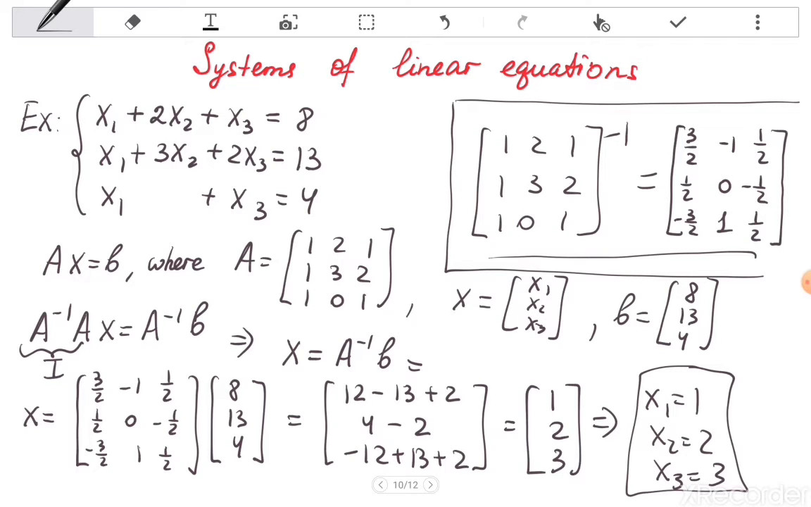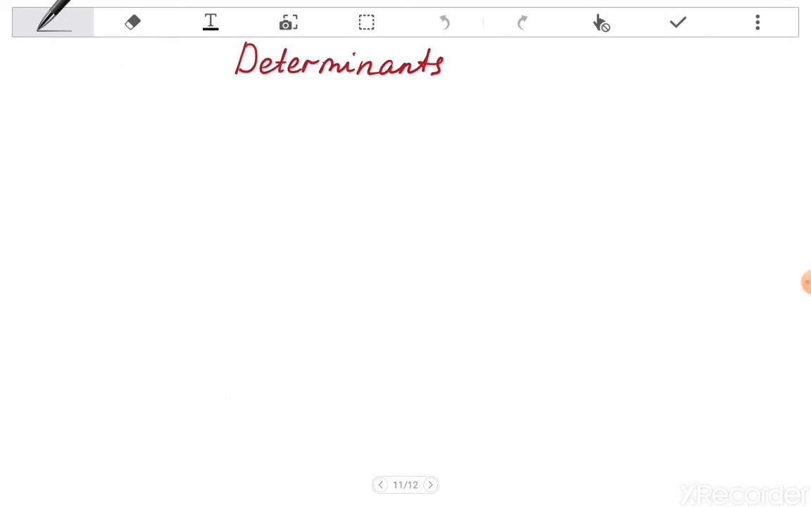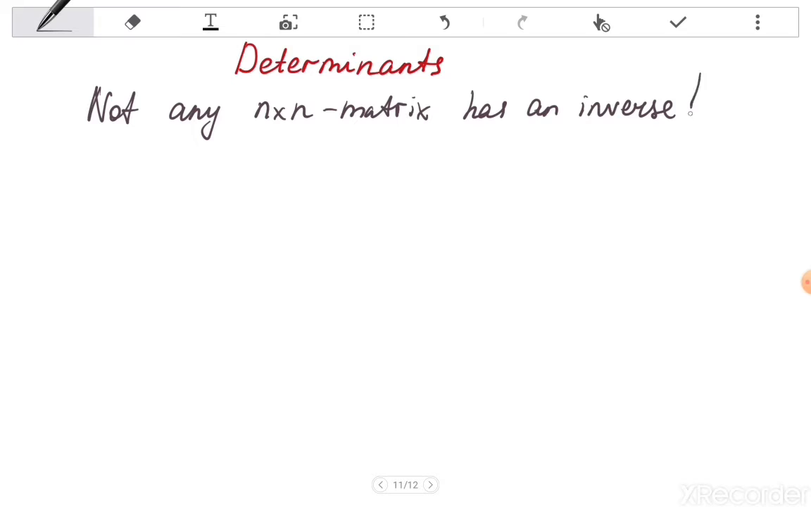So you see that this matrix approach is quite useful, and now let's see what else we can have for matrices. And the important thing, which in fact answers the question of when we have an inverse: not all matrices, not any n times n matrix, has an inverse. And this notion of determinant helps us to determine quickly when the matrix has an inverse.